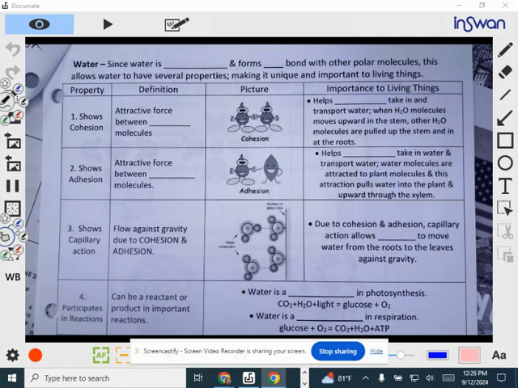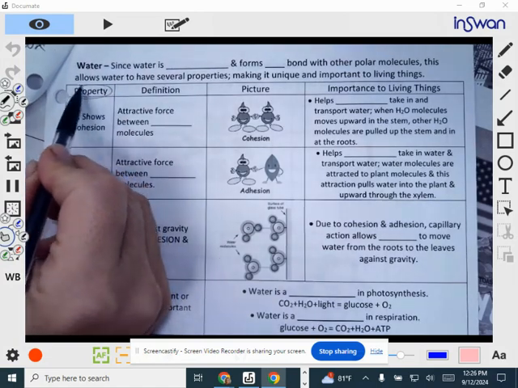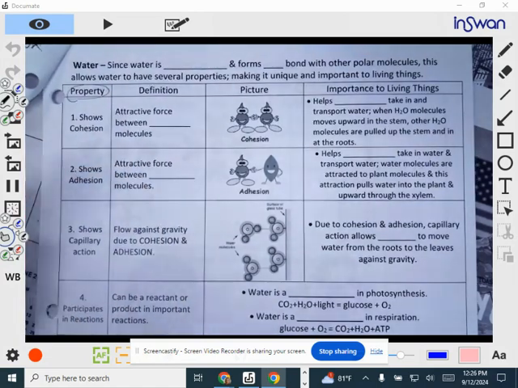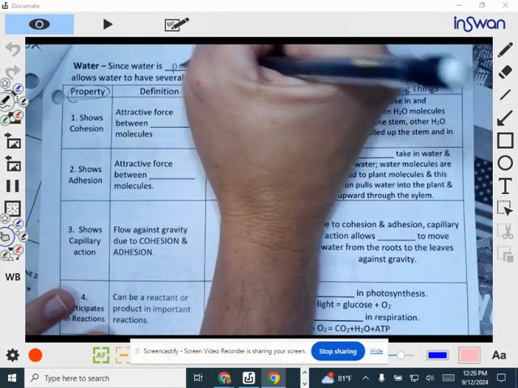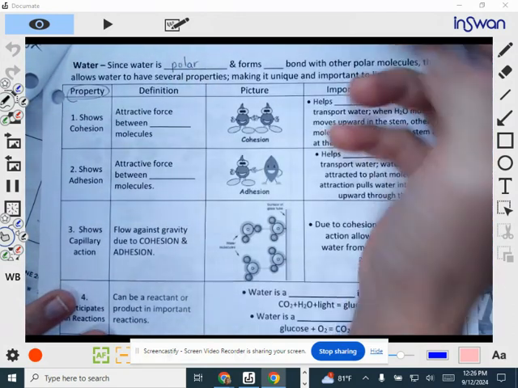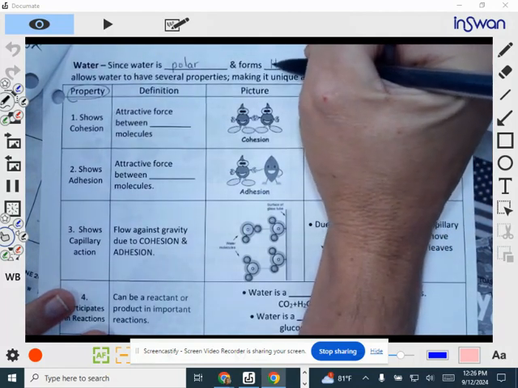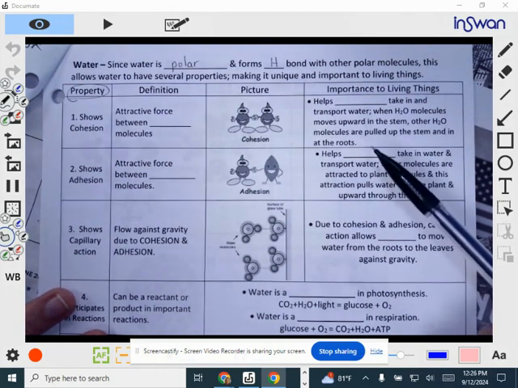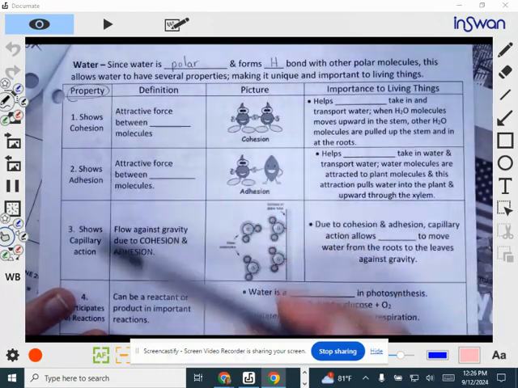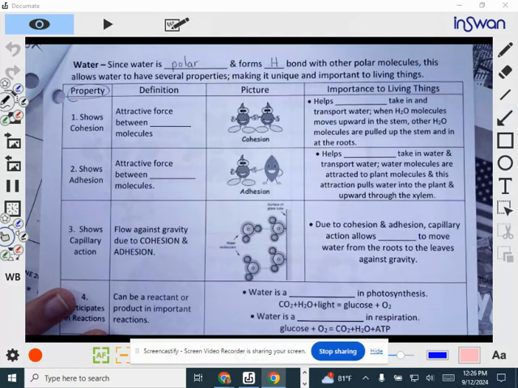In this video, we're going to look at the different properties of water. These properties develop because, as we've already talked about, water is a polar molecule, and it can form hydrogen bonds with itself and with other molecules. The hydrogen bonding gives water these unique properties that we don't see in other substances.